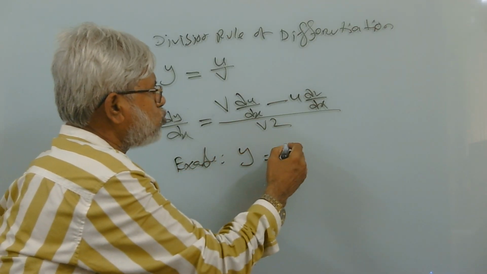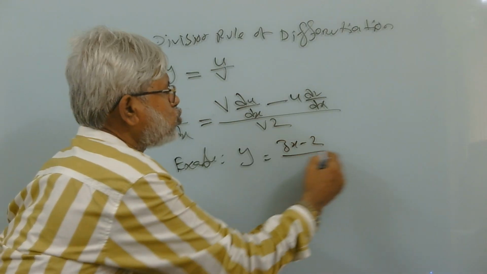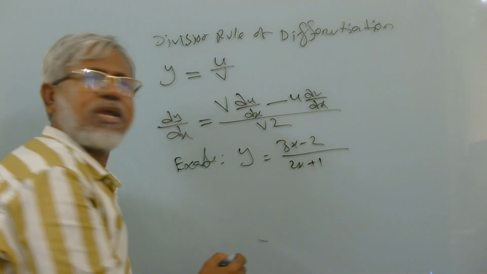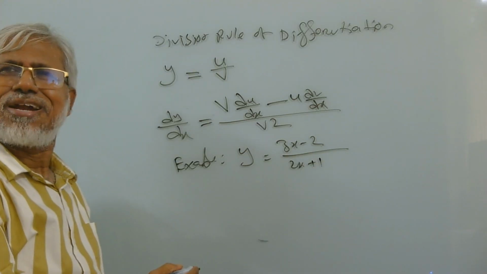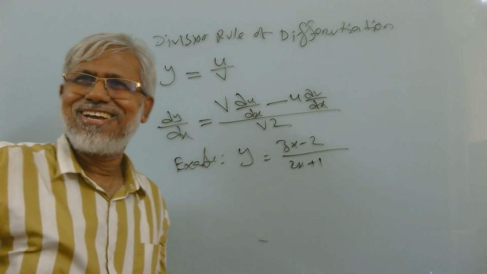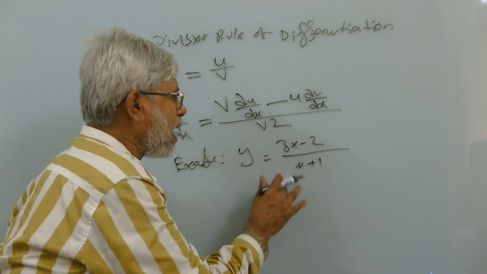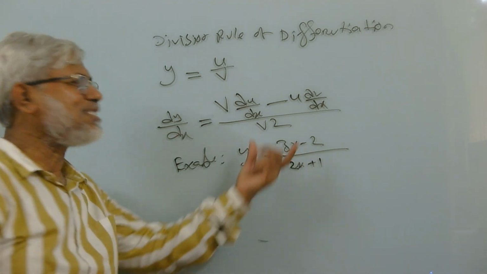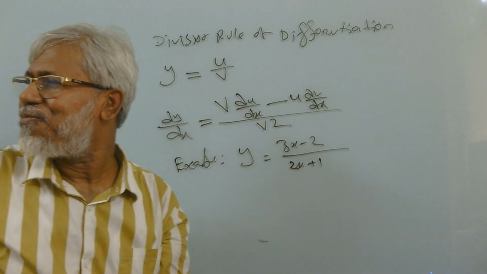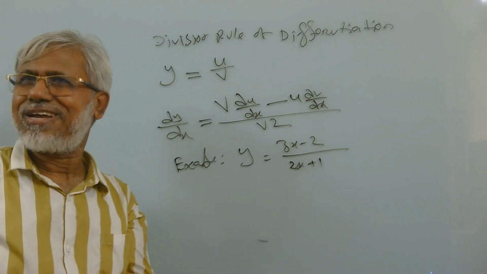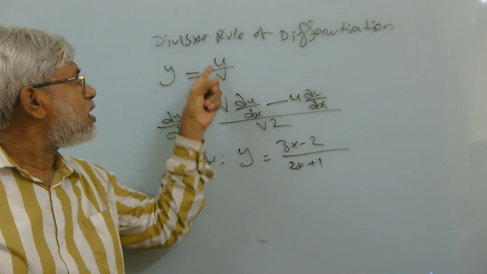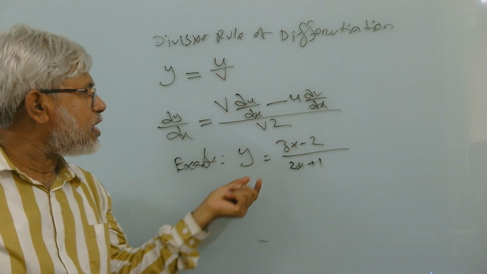y equals to 3x minus 2 by 2x plus 1. Okay, 2x plus 1. Done. Have you understood? But this is just a math. So now dy by dx means this is v and this is u. Listen. This is v, this is u. So dy by dx means this is v.